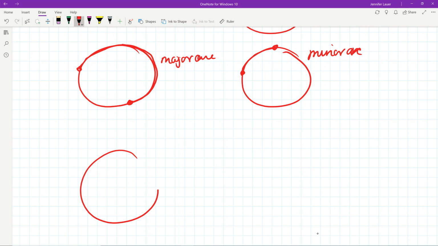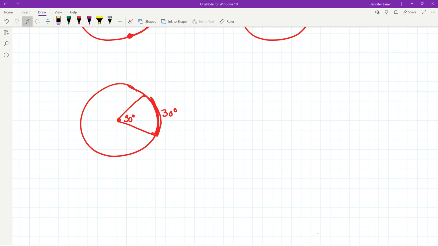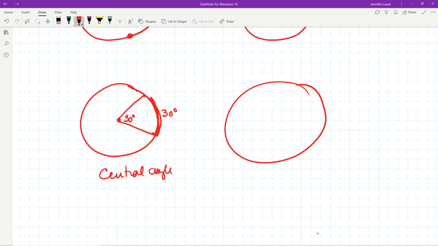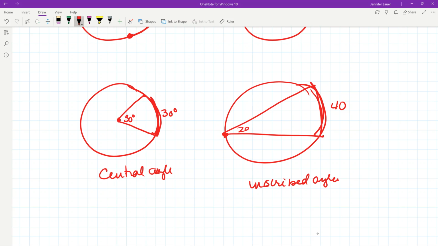Okay, any arc of a central angle equals the central angle. So if this is 30 degrees, this is 30 degrees. So that's for the measure of an arc there. If you have an inscribed angle, so this is a central angle. If you have an inscribed angle, meaning it's like from here to here, it's always half. So let's say this is 40, this would be 20. So this is an inscribed angle. It's always half of the arc it makes with the other side.